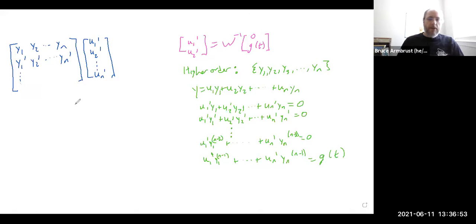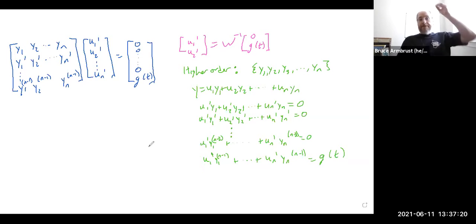And if we continue this all the way down, we're going to get to the n minus 1st. So we get y1 (n minus 1), y2 (n minus 1), to yn (n minus 1). And this is going to equal zeros, a whole bunch of zeros. And then the last one's going to hold that g of t.